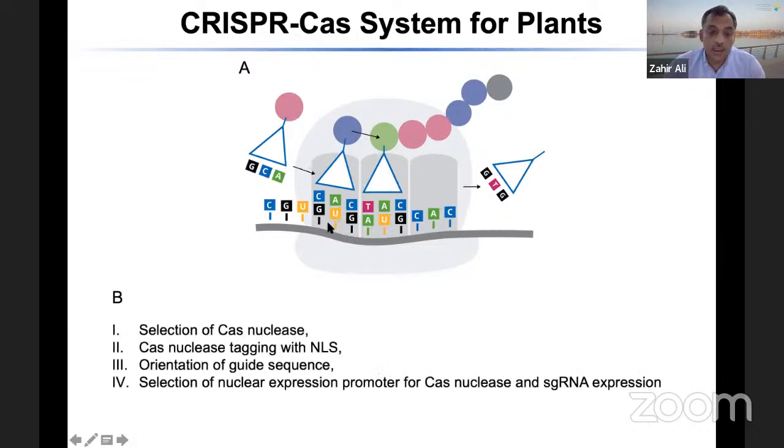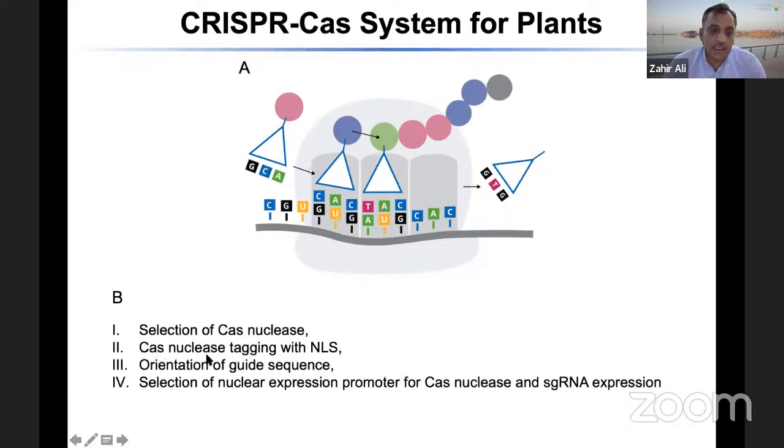The other thing is that there are different Cas nucleases, so which one do we want to use? They have different advantages and disadvantages. For example, Cas9 is very robust, but it has some off-target effects. Cas12 is also working very well. There are a lot of different ones available. So whatever we are using, we have to select very precisely for our purpose.